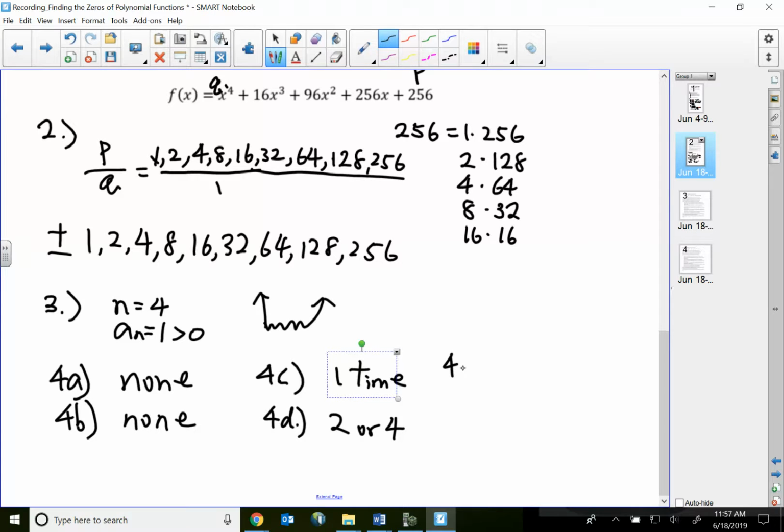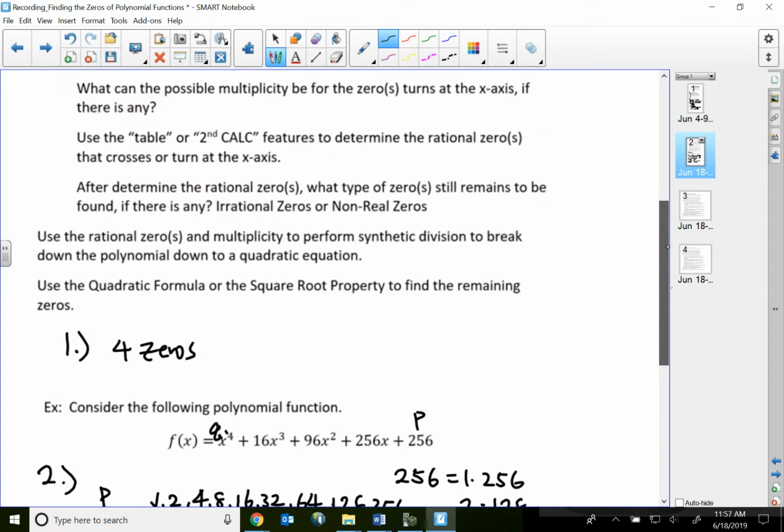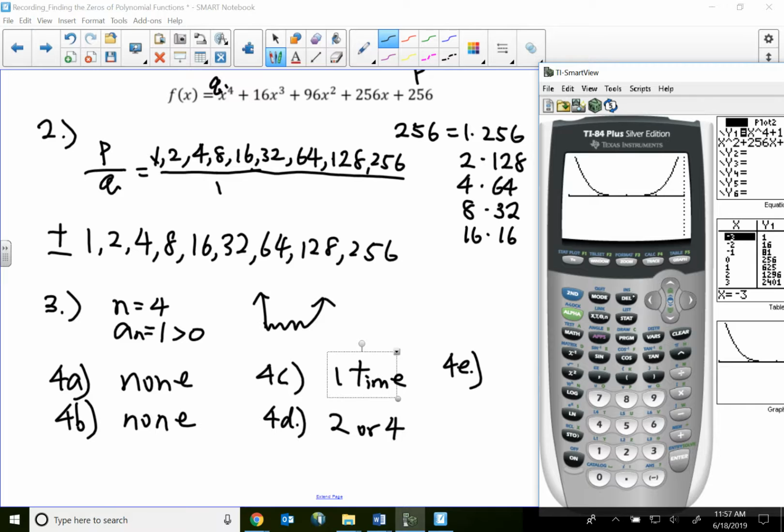All right, for E, use a table to determine the actual rational zero. So I'm going to have the graph up here and go to my table. I know it's going to be a negative, and I know I'm not going to have any crazy fractions because all my possible rational zeros are integers.